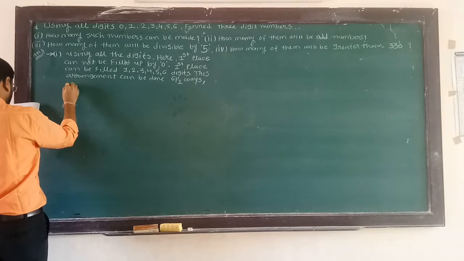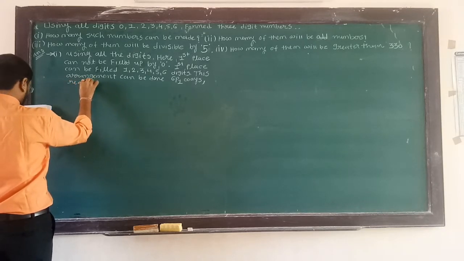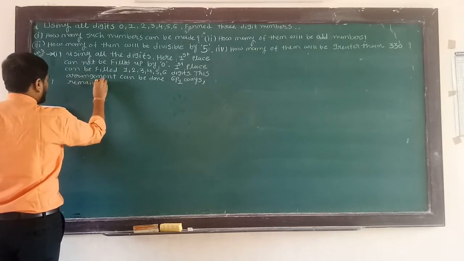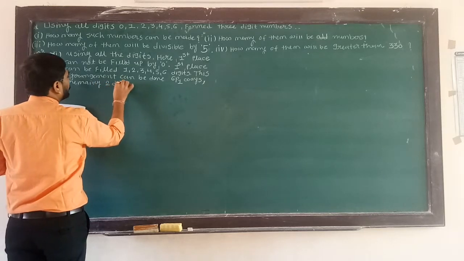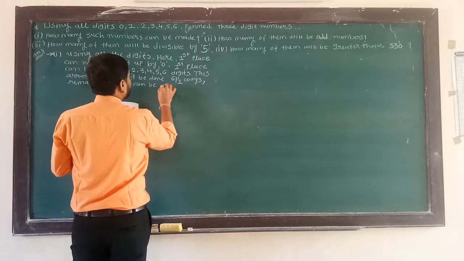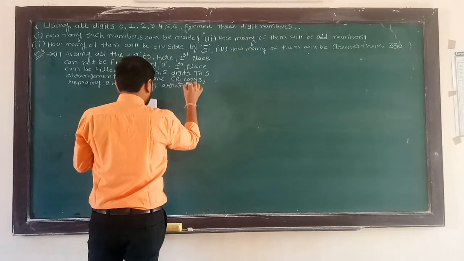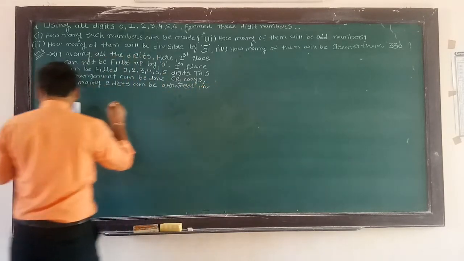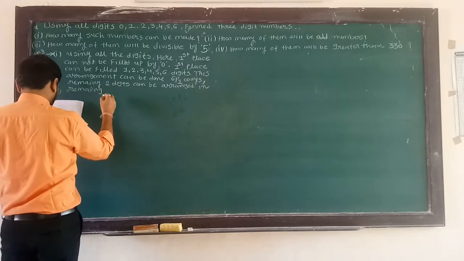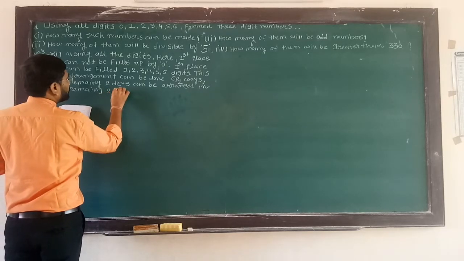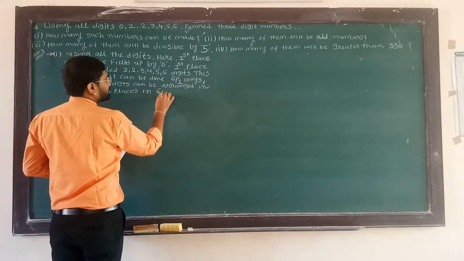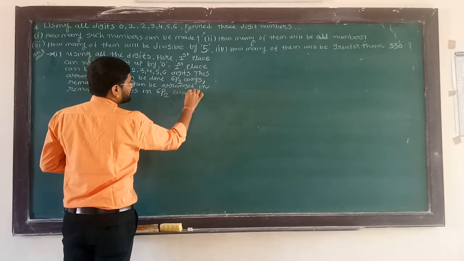Then the remaining 2 places are filled with the remaining numbers. The remaining 2 places can be arranged in the remaining numbers in 6P2 ways.